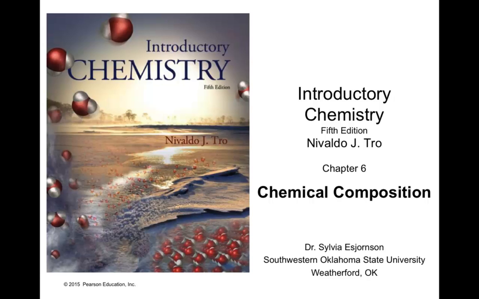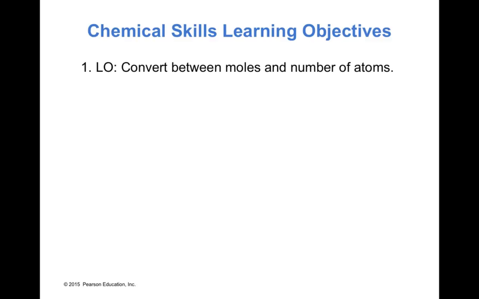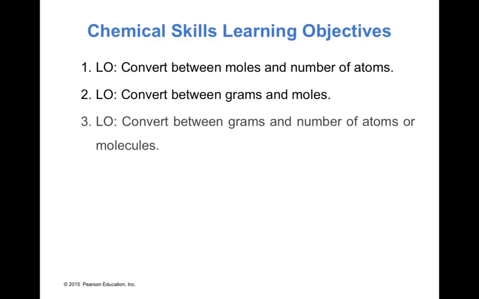Going to discuss chapter 6 of the book Introductory Chemistry. This chapter is named The Chemical Composition. By the end of this chapter, you will be able to convert between moles and a number of atoms, also to convert between grams and moles, and to convert between grams and the number of atoms or molecules.